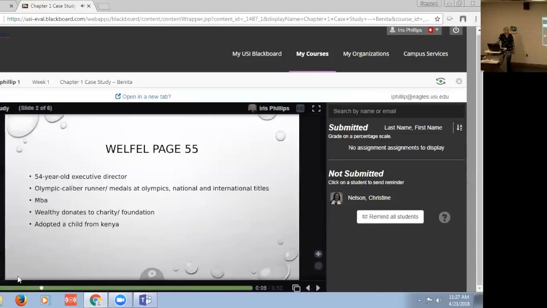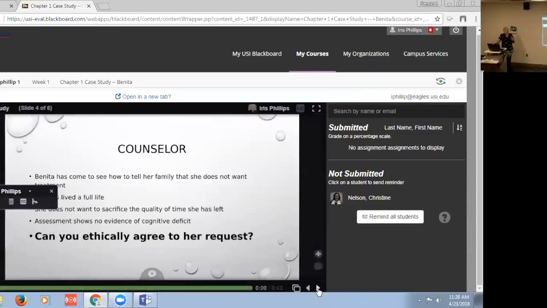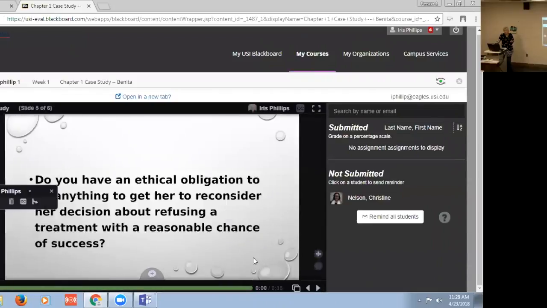It was as close as I could get to getting the WEFL book integrated to the point that it was as interactive as Corey and Corey. And you'll notice in this particular case she has a terminal illness. So we're not focused as much on addiction as such. Addiction might run down the same line, but it's still, how do you make that decision? What are you using? What are you putting in place to make that decision? Do you have an ethical obligation to do anything to get her to reconsider her decision about refusing a treatment with a reasonable chance? Please post it.